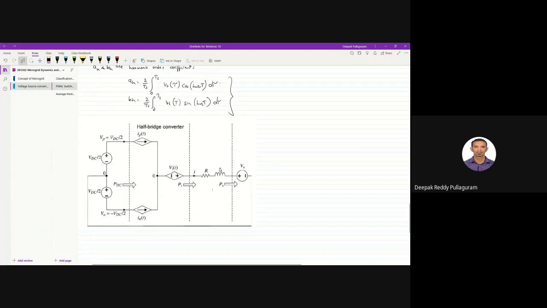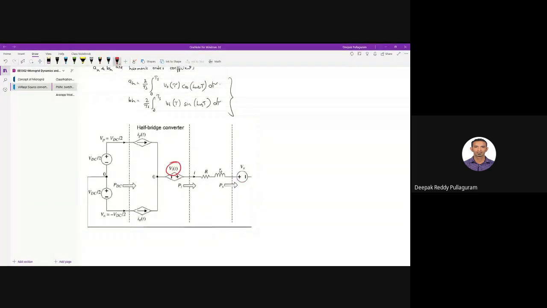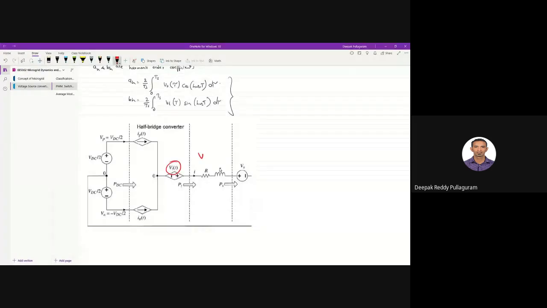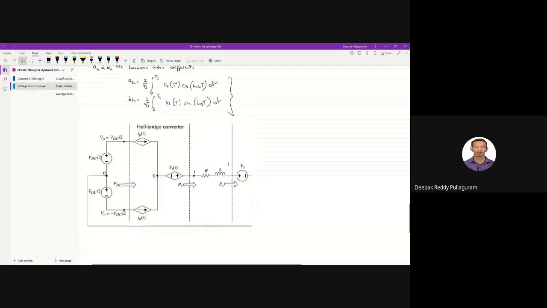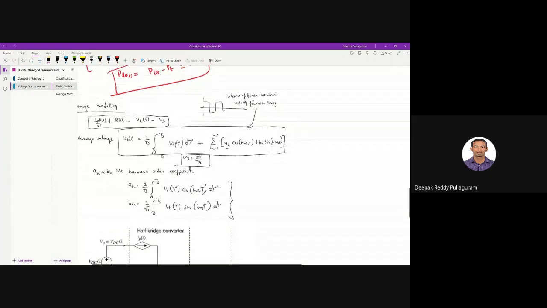Because the current direction is like this, we assume this is a source and this is some other point. So the current between Vt and Vs is Vt minus Vs by Ls plus R. For this reason we write differential equations instead of Laplace equations. So we got this.